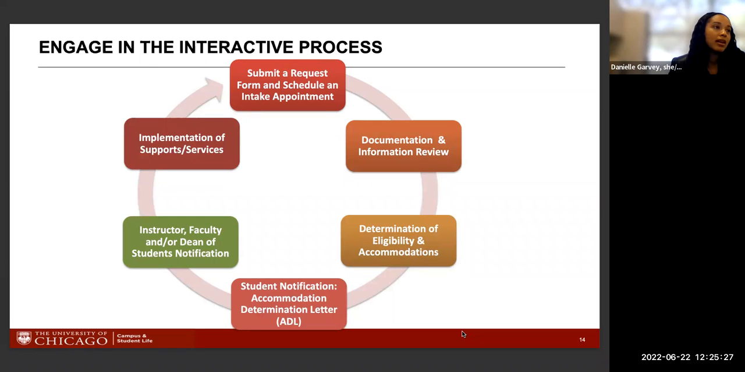And this is just an outline of our interactive process. What's helpful to note about this is that we do review requests on an individual basis. And that's because each student's experience is very different or unique. And even students with the same condition can experience it differently. So we are really looking to work with the student to identify which accommodations would be a good fit for their needs.